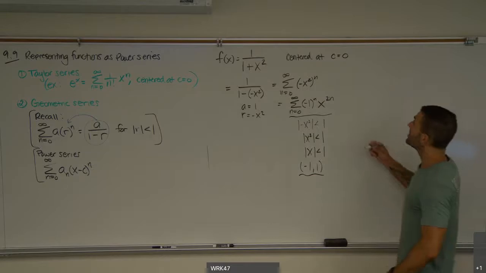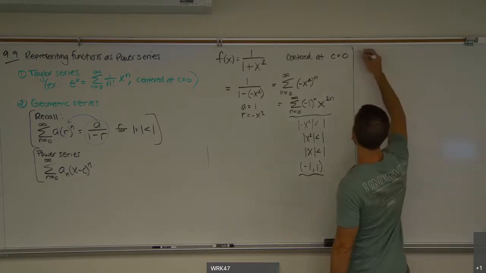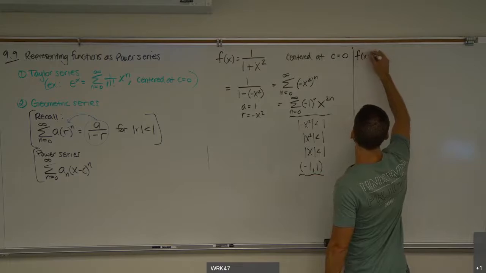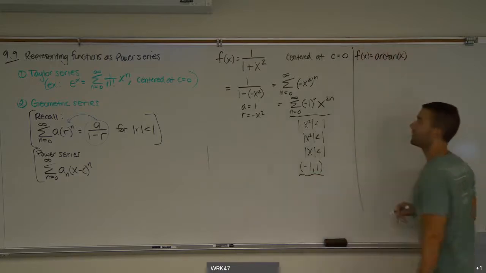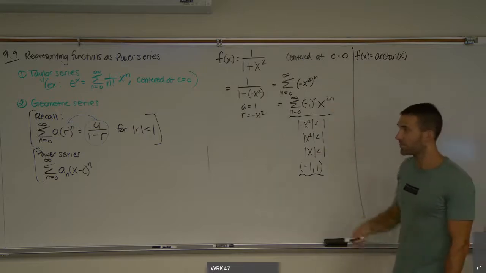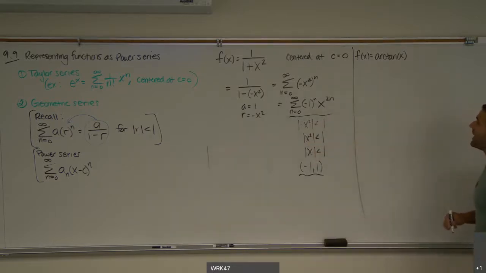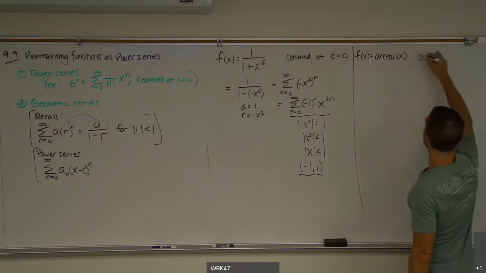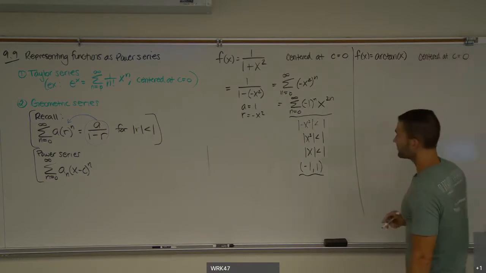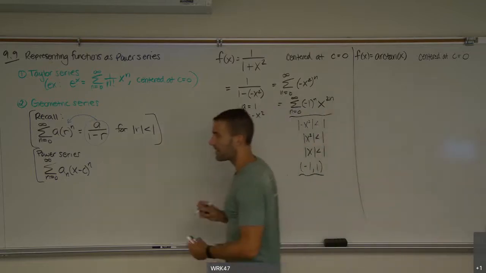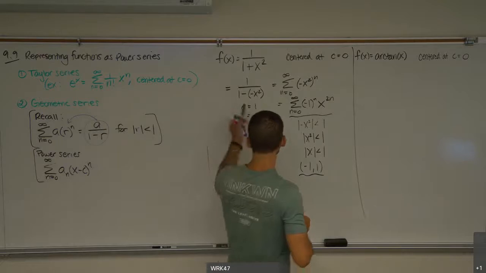Now where this becomes interesting is, well, what if you're asked to find a representation for arctangent? Now arctangent definitely isn't a rational function like this in which we can use this geometric manipulation or geometric series. And so we wanted a representation for arctangent of x centered at c equals 0. How would we do that? Well, arctangent of x can be written in this way.